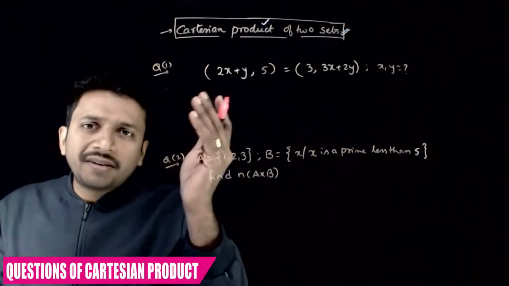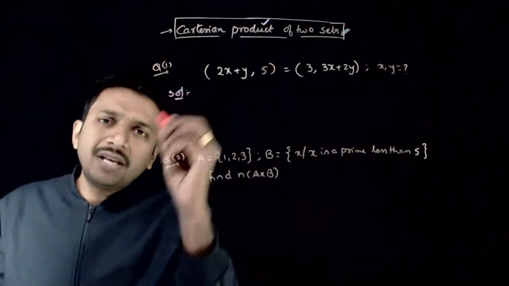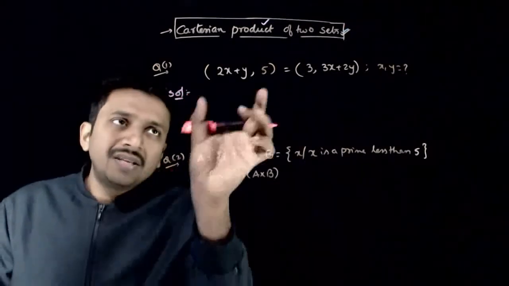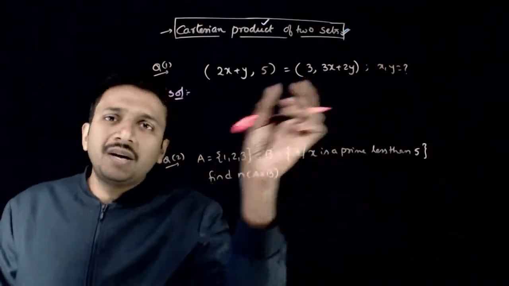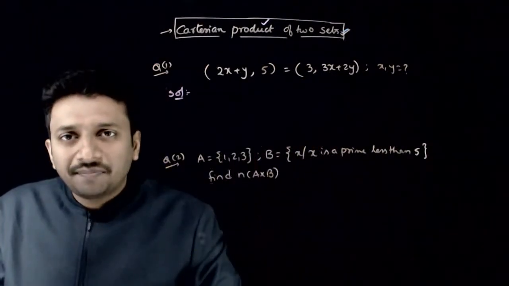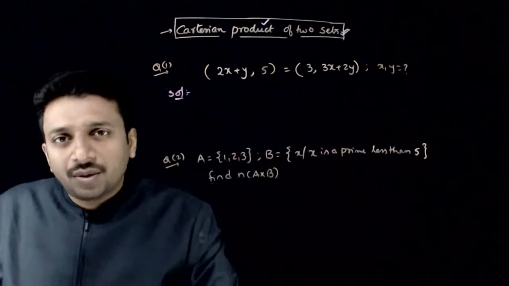So let us look at these questions. The first question is based on the concept of ordered pair. It's given that the ordered pair (2x + y, 5) is equal to the ordered pair (3, 3x + 2y). If these two ordered pairs are equal, then find the values of x and y.